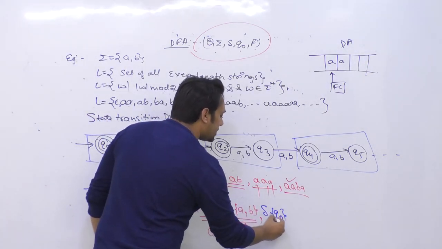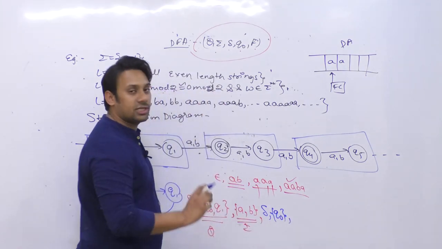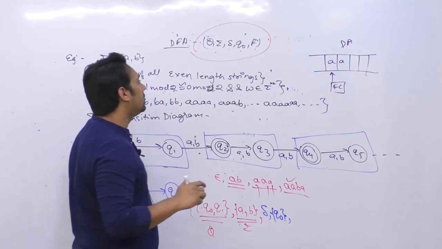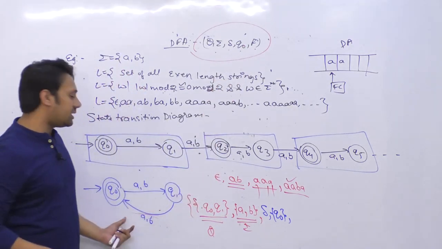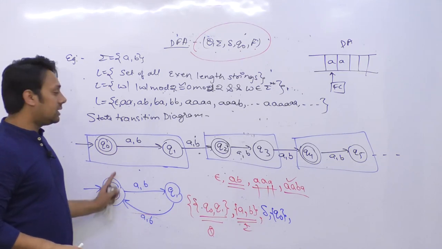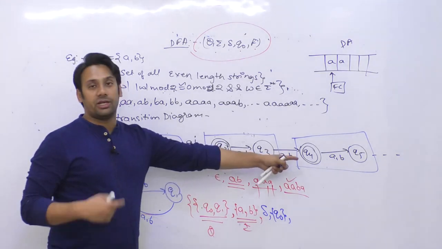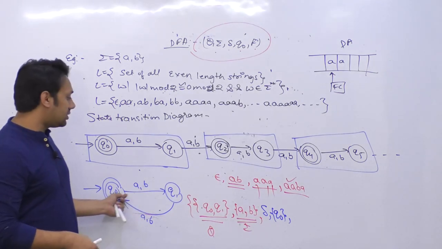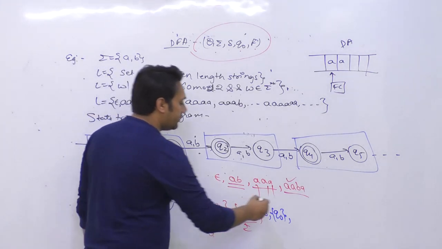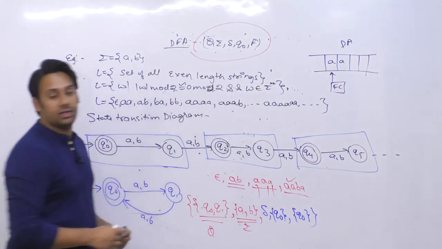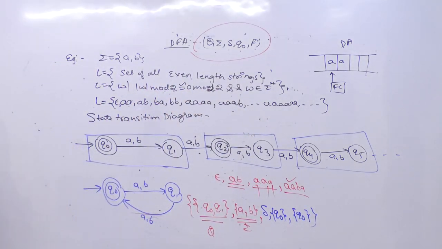I can represent it in a set format, but again this initial state will always be unique. Sirf aapke paas ek hi initial state ho sakti hai. And then we have F. F is representing the set of final states. Here we have only one final state, which is Q0. In a diagram, you can have an infinite number of different final states. But yahan par aapke paas sirf ek hi final state hai, which is again Q0. So I'm going to write Q0 here. Okay, any doubts here? Any doubts till now?